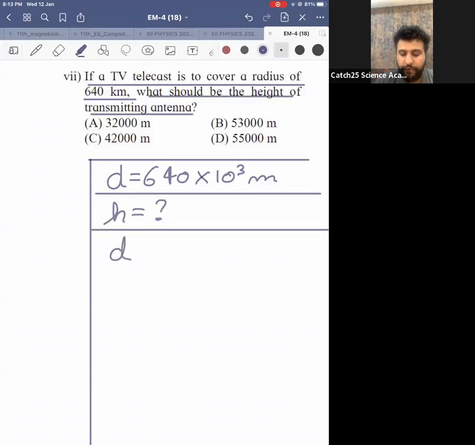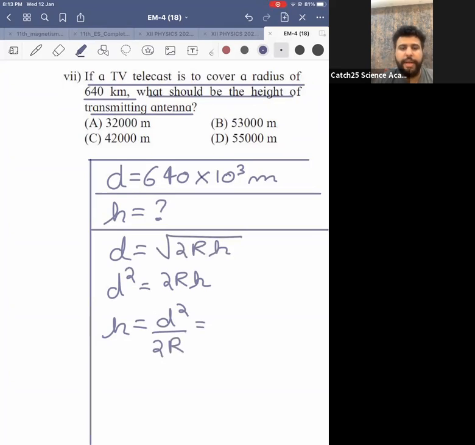Now I know the formula for distance is square root of 2RH, correct? Or can I say d square equal to 2RH, or h is equal to d square by 2R. Now whatever answer you get, that is the answer for height. Now solve it and tell me what is the answer for height that you get. I have given you the starting. I have given you the data. Now you have to just simplify and tell me what is the answer according to you.